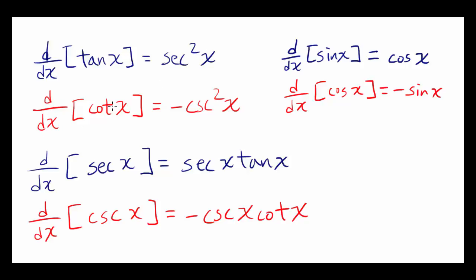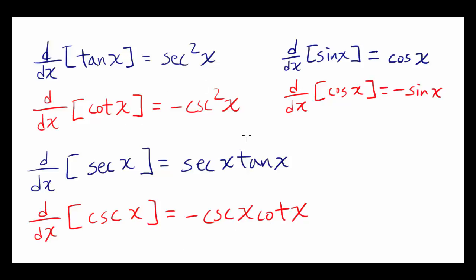Derivative with respect to x of cotangent of x is negative cosecant squared of x. Third one, derivative with respect to x of secant of x is secant of x times tangent of x. Fourth and the last one, derivative with respect to x of cosecant of x is negative cosecant of x cotangent of x.